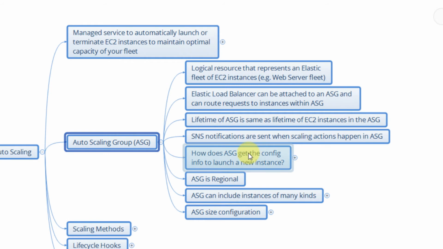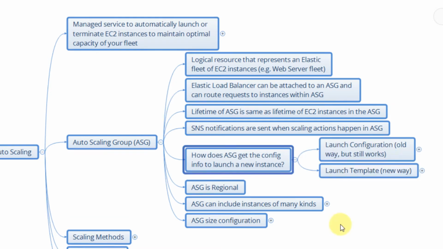So when a new instance needs to be launched, how does ASG know what configuration to use? You may recall that there's a lot of different parameters to specify when launching an instance. So there are two mechanisms. One is a launch configuration that you need to create. It's the old way, but it still works. Or you can create a launch template. This is the new and the recommended way.